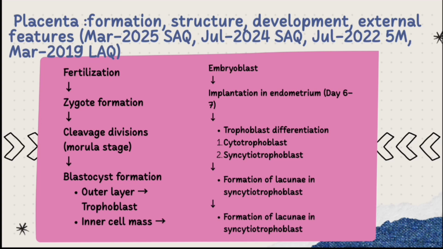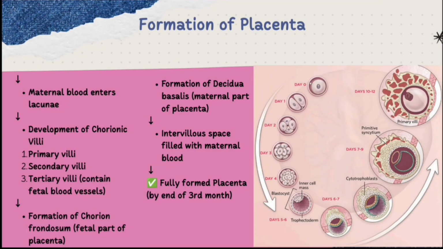Coming to the differentiation of the trophoblast, it differentiates into cytotrophoblast and syncytiotrophoblast. Then lacunae form in the syncytiotrophoblast. The maternal blood will enter into these lacunae, and the chorionic villi develop. In chorionic villi, you have primary villi, secondary villi, and tertiary villi, where only the tertiary villi contain the blood vessels, the fetal ones.